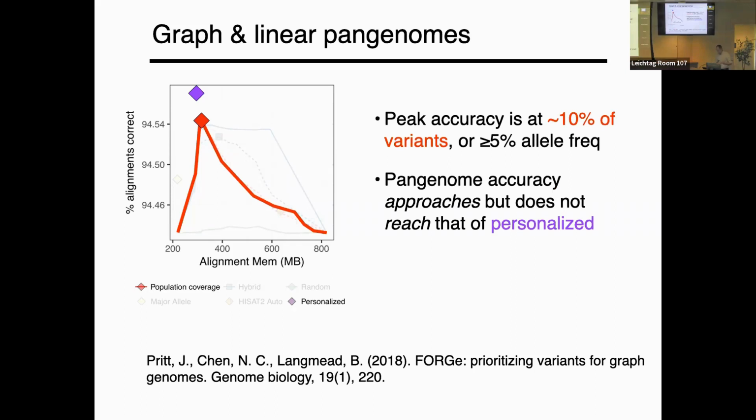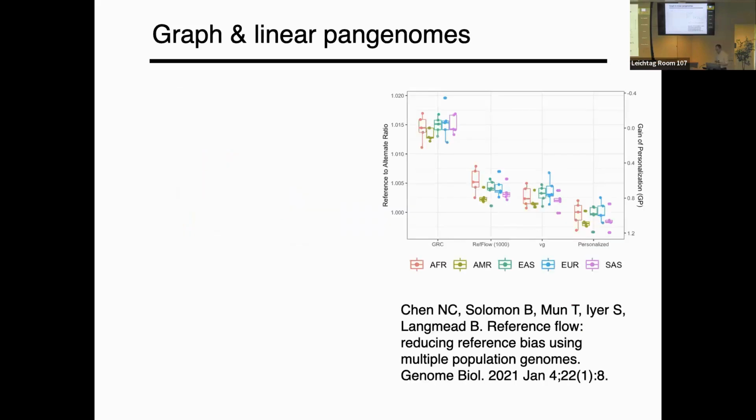So we kind of asked ourselves, well, what if we go to the other extreme and we start with a single linear reference genome and add a few more linear reference genomes? So not all the way to a graph, you know, chock full of 1000 Genomes Project alleles, but just a handful of linear reference genomes. And so this is a result from another paper describing a method called reference flow.